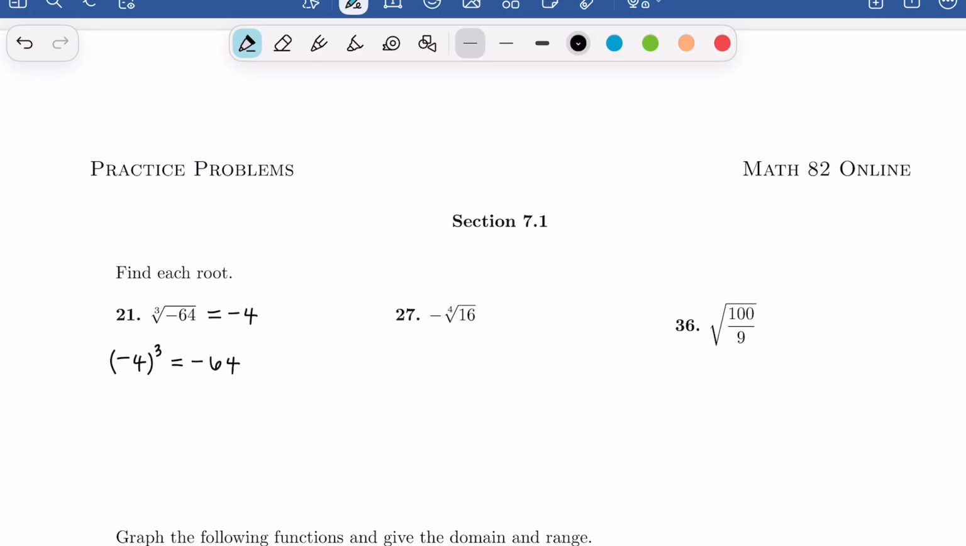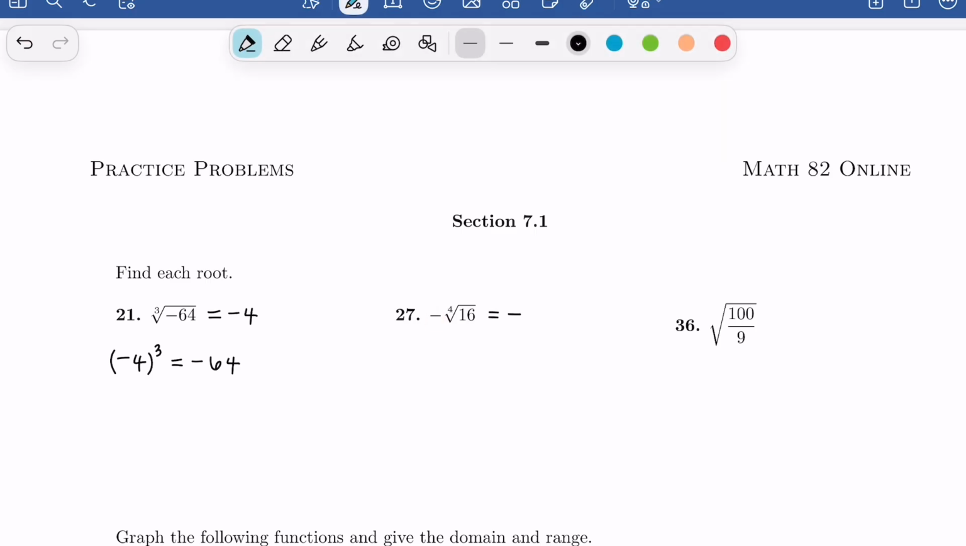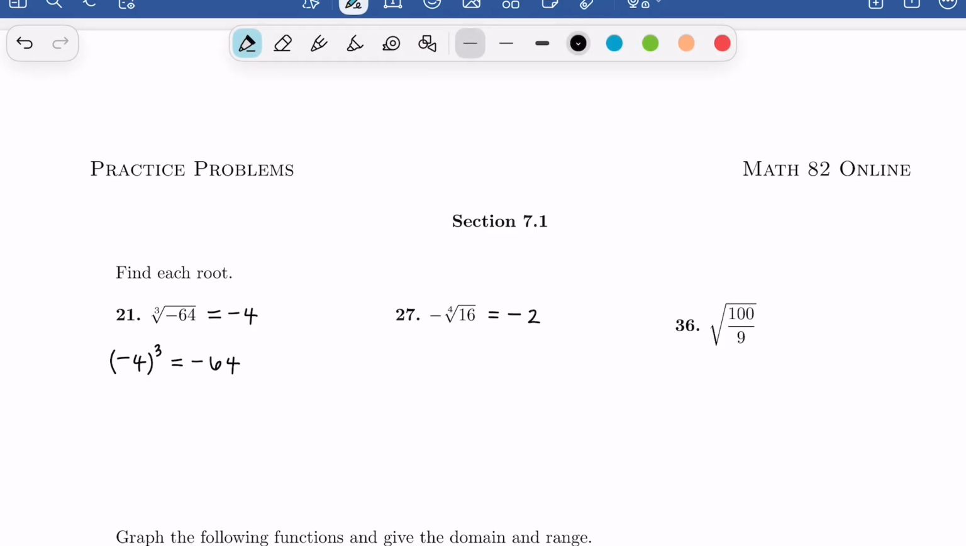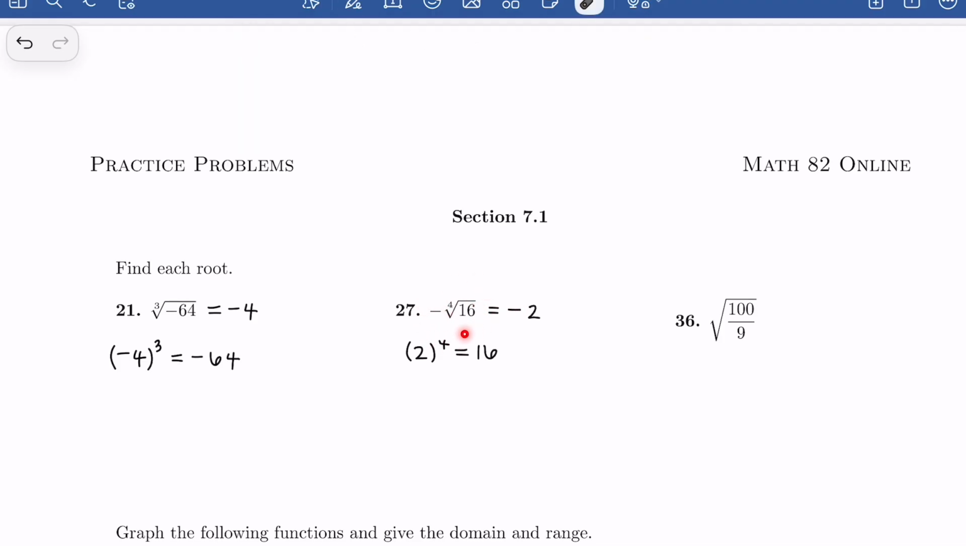For the second one here, notice we have this negative on the outside. So that negative is going to stay there on the outside, and then we want to evaluate the fourth root of 16. Well, the fourth root of 16 is going to give us 2. And this is because if we take 2 and raise it to the fourth power, we'll get that 16 there. Okay? And then we just have to keep this negative on the outside because our expression had this negative on the outside of this radical. So this would be our final answer.